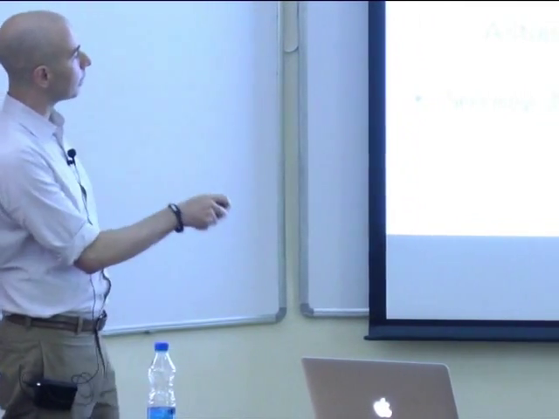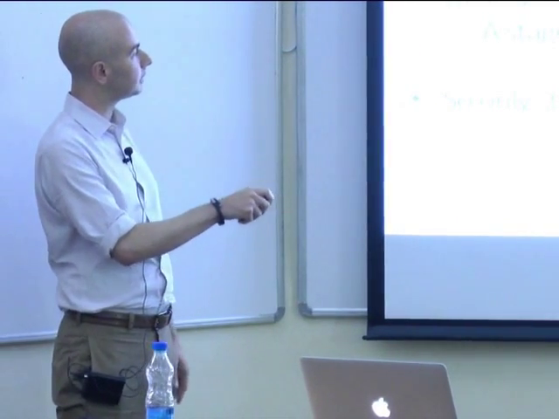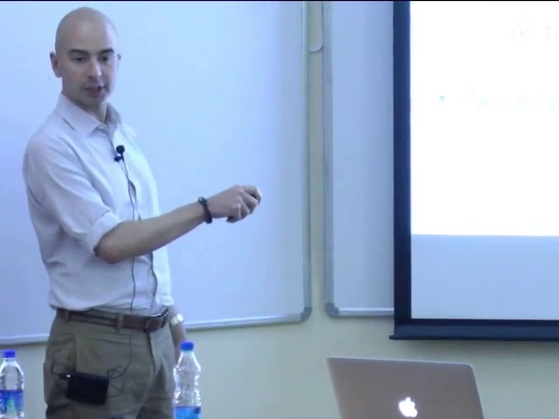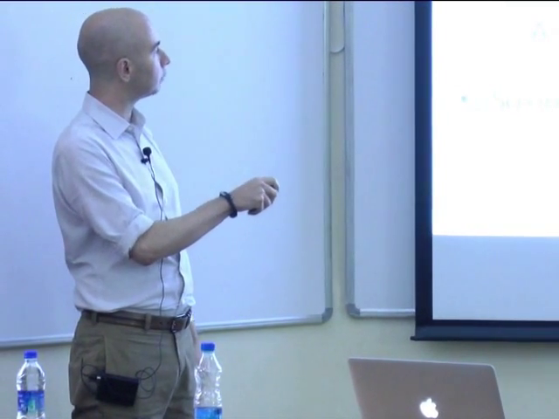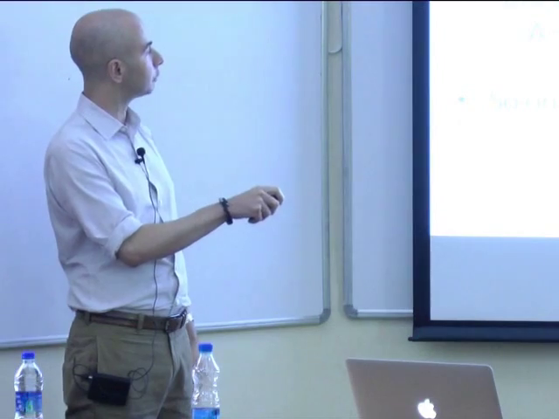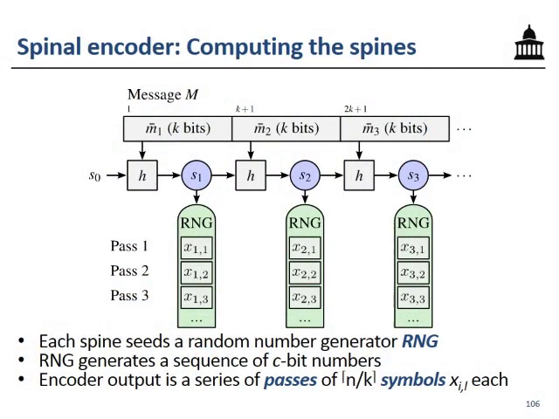Okay, so now we have our spine values, and you can think of this hash function as taking bits and a real number in and giving a real number out. Okay? A continuous number, just a real valued number. So now we need to take these real numbers and somehow send constellation points. Okay, so how do we go and do that?